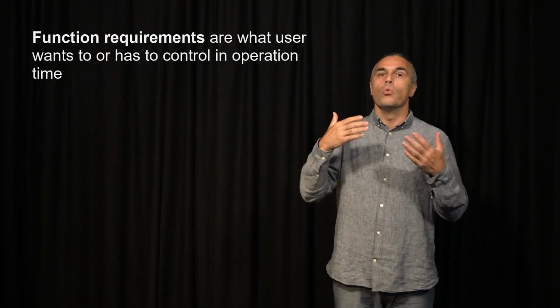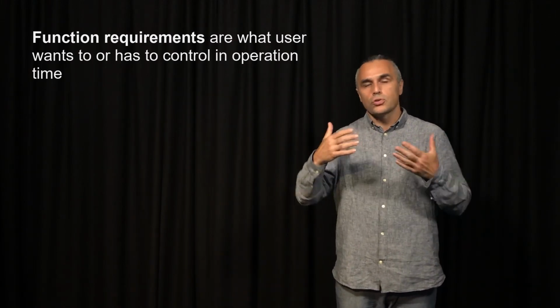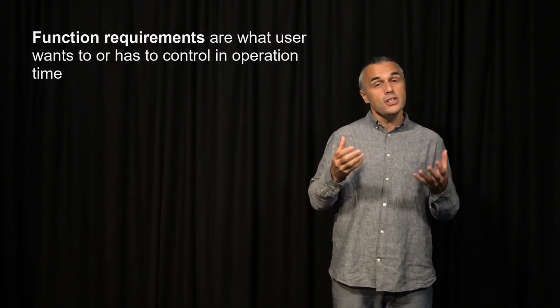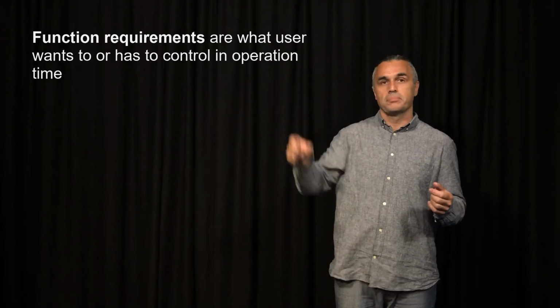So, how does it all work? We get a device, a product, or an interface we want to develop, to improve. We focus on the interaction of this product or interface with the user, with the client, or with the operator. We define what the user or operator wants or has to control in operation time. And these are function requirements.